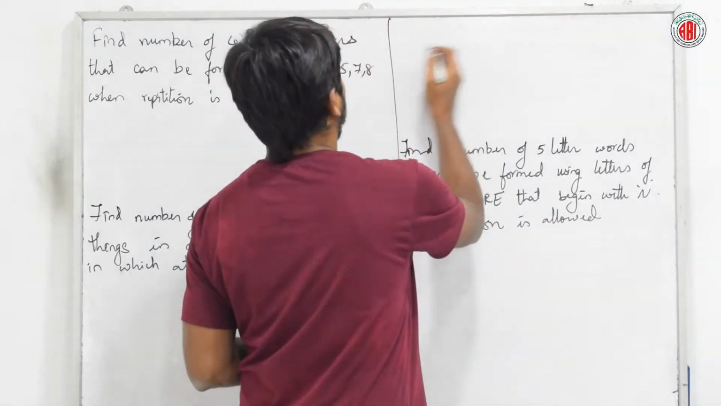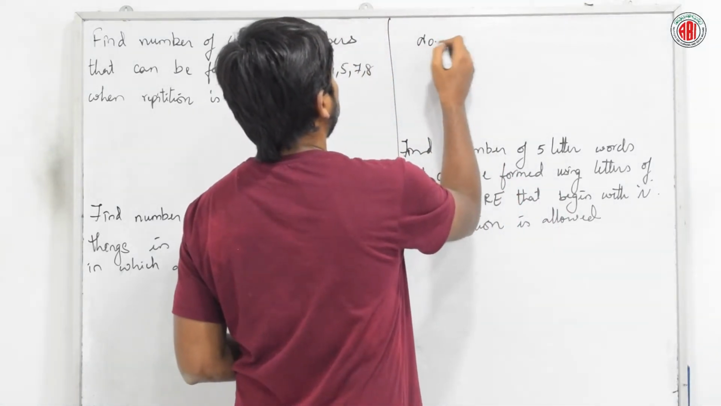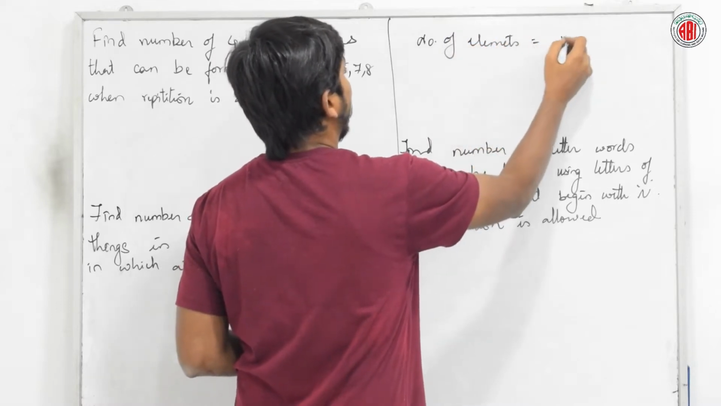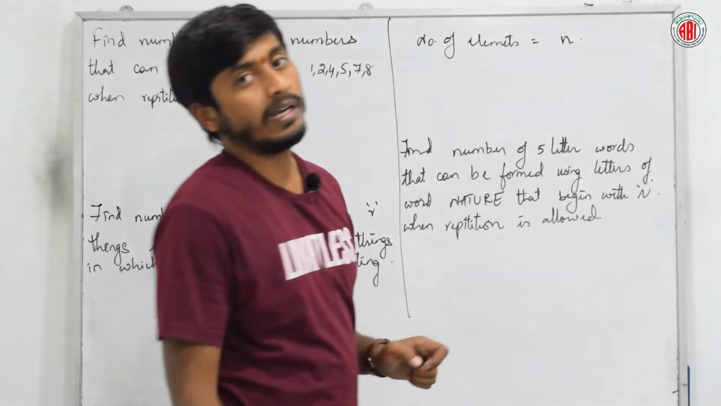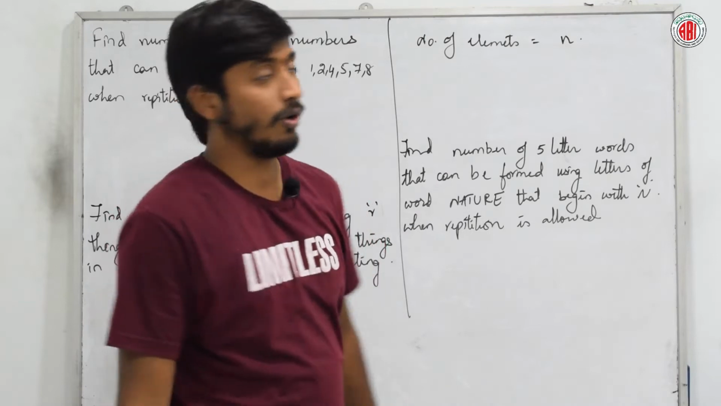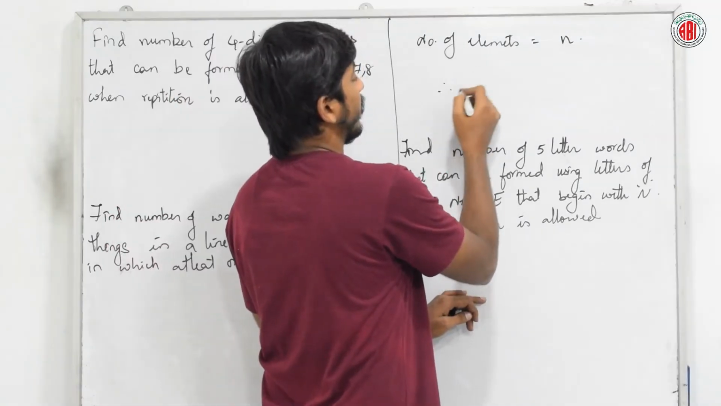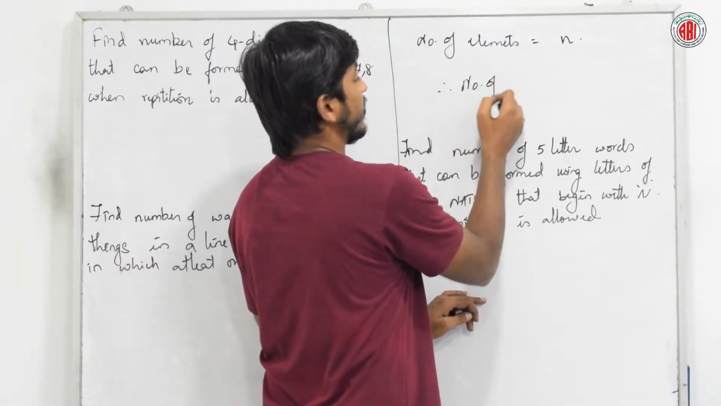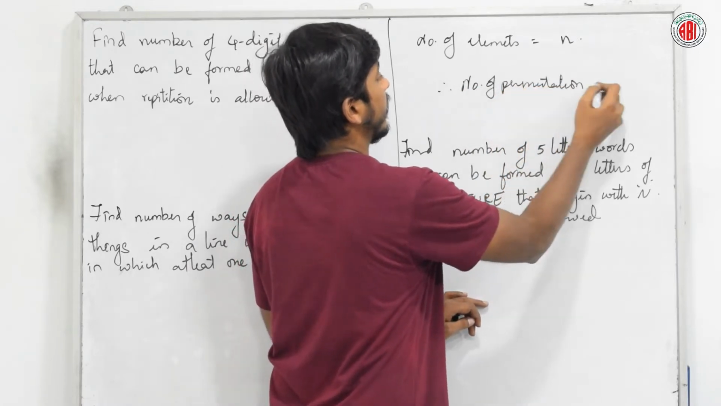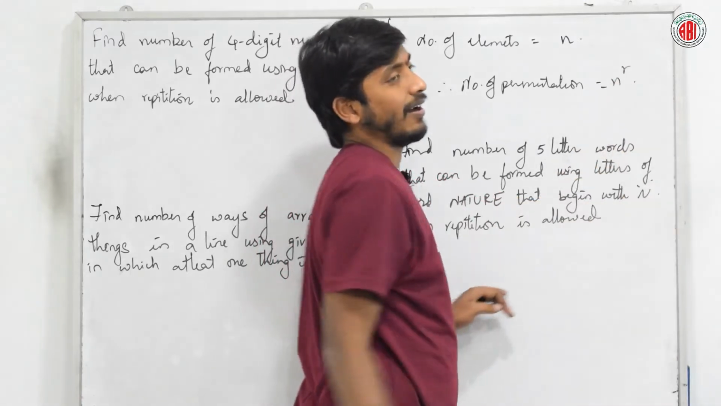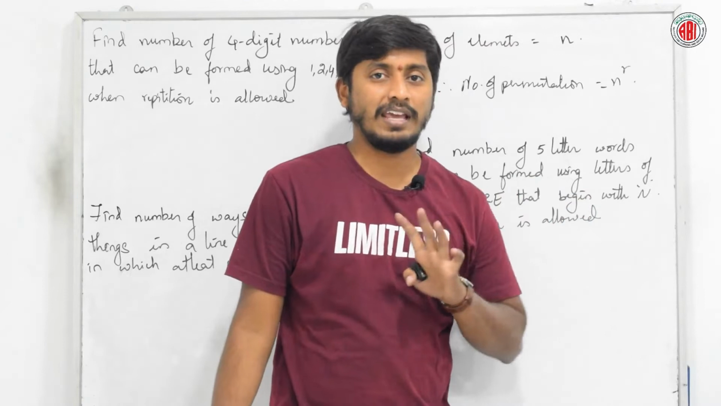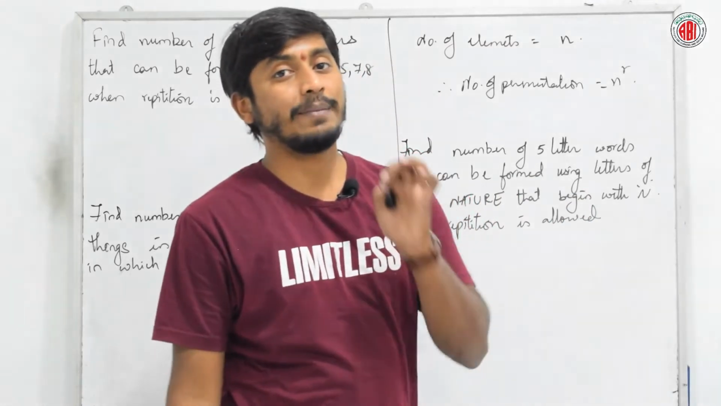Let us say I have the number of elements as n. So how many times is it repeating? Let us say the positions are r. So therefore the total number of permutations is given as n power r. There we used to have it as nPr. Here we will have it as n power r.